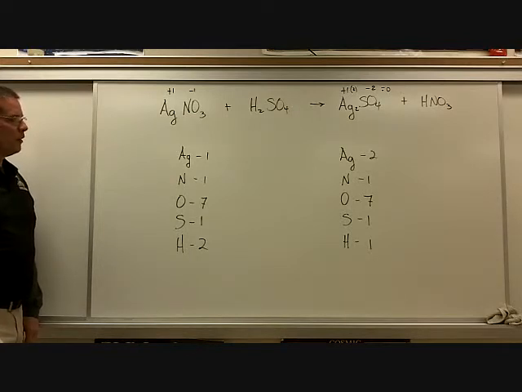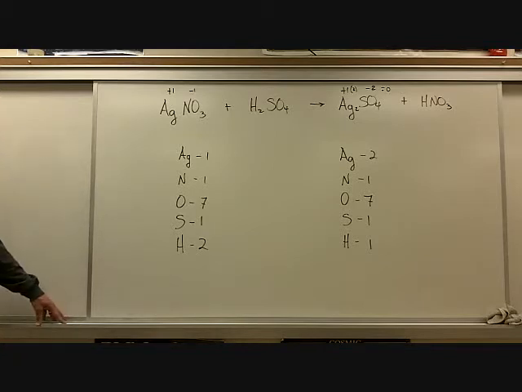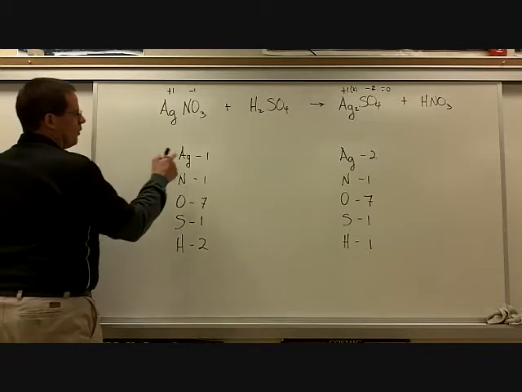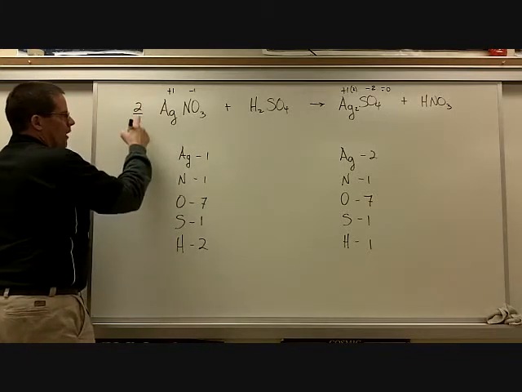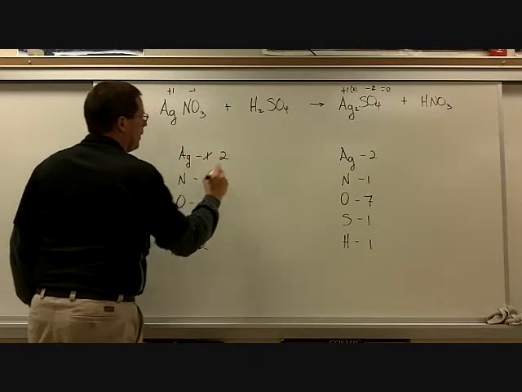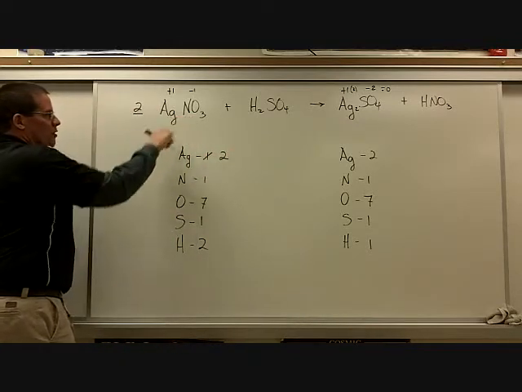So, what do we need to do? Can we do the silvers first? We can do the silvers first. So there's 2 over there, 1 over here, so let's put a 2 there. So now that gives us 2 silver. And it also affects the nitrogen and oxygen.